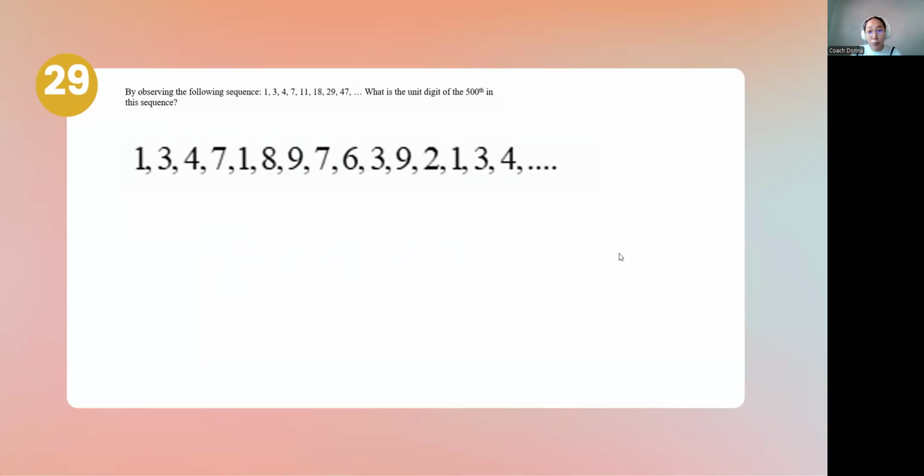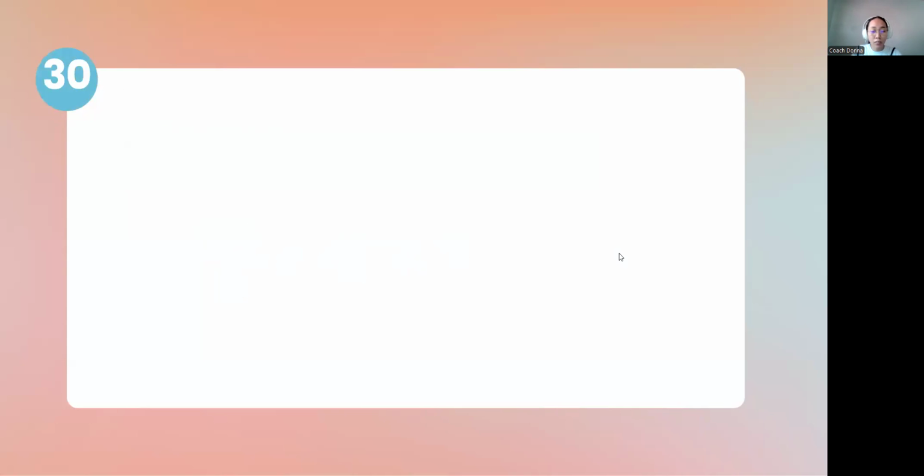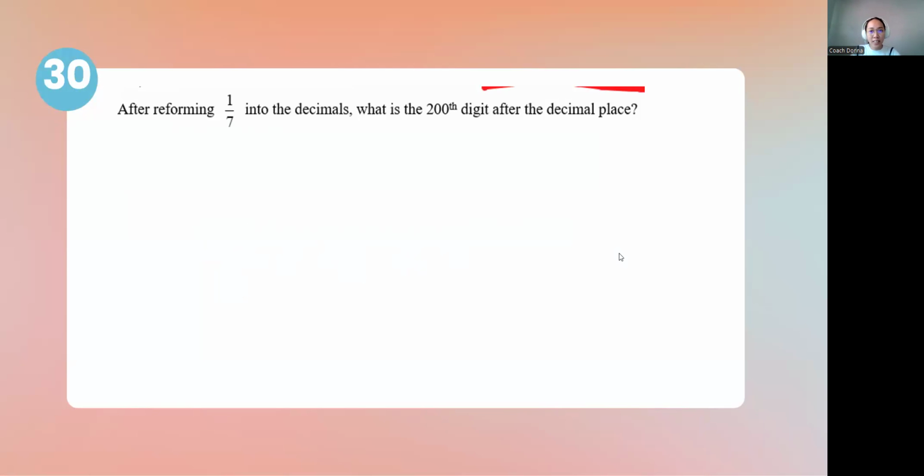Okay, for number 30, it says after forming 1/7 into decimals, what is the 200th digit after the decimal place? So let's check what the repeating pattern of this decimal value is. When you divide 1 by 7, you'll get values like this.